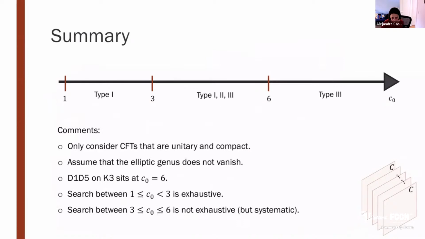Just to reinforce some of these comments: we only consider theories that are unitary and compact. We assume that the elliptic genus doesn't vanish. Just for reference, D1-D5 is sitting right there at the edge, c=6. And this is exhaustive: we completely searched every single one, because the minimal models range over all possible theories with N=2 supersymmetry. But here, of course, we do not know what all supersymmetric theories are, but we've been trying to systematically go through some of them, and we have found examples of 1, 2, and 3 within this range.